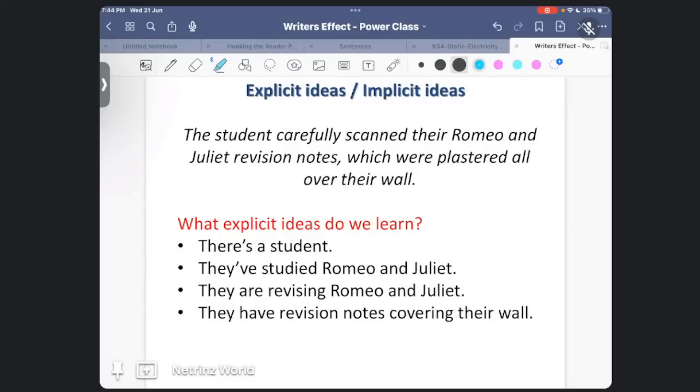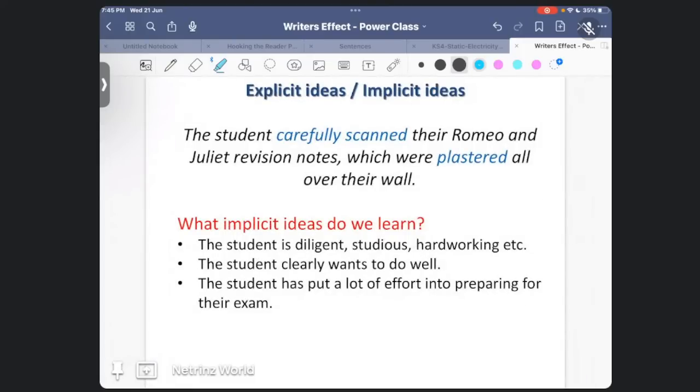Now, the student carefully scanned their Romeo and Juliet revision notes, which were plastered all over the wall. What explicit ideas do we learn? There's a student. 1. They have studied Romeo and Juliet. 2. They are revising Romeo and Juliet. 3. They have revision notes covering their wall. So there are explicit ideas that we have learned from this particular sentence, very clearly stated. Do you guys follow what I'm talking about? Yes. Very good.